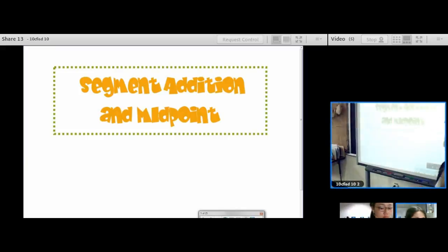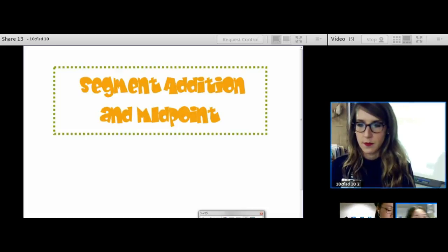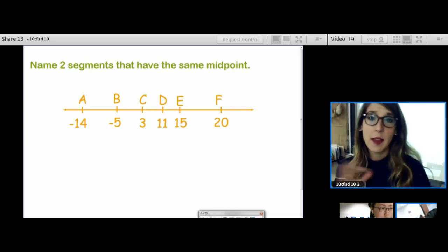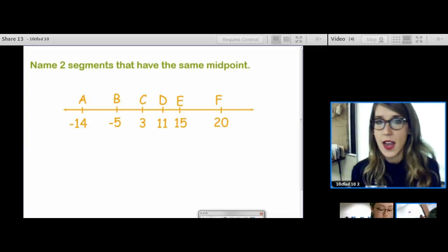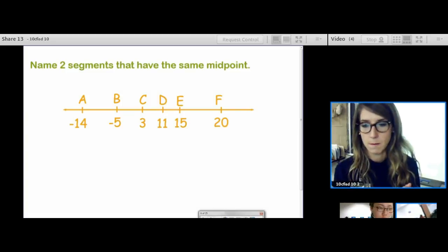Title your notes: segment addition and midpoint. So I want you to take a look at this number line. I plotted some different points for you. There are all different segment combinations available, and I just want you to find two segments that have the same midpoint.